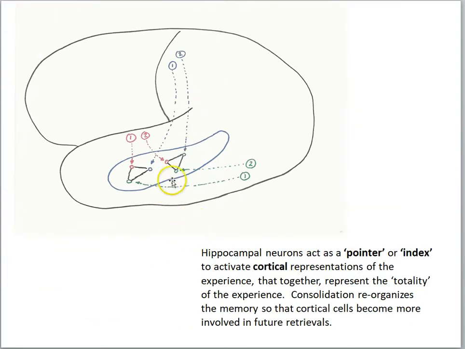Now, what's the hippocampus doing here then? The idea is the hippocampal neurons are going to act as a pointer or an index to activate cortical representations of the experience that together represent the totality of the experience. So the changes happening down here for event 1 and event 2 in the hippocampus, these hippocampal cells are going to be used to make contact with the cortical representation of the memory. So there will be a dynamic interaction between the hippocampus and the cortex.